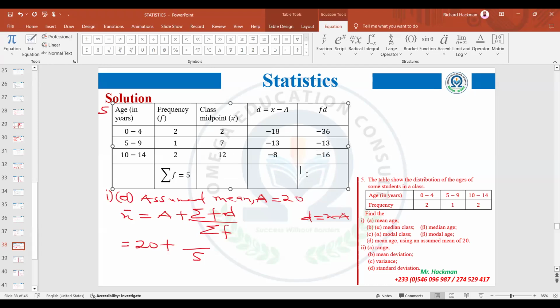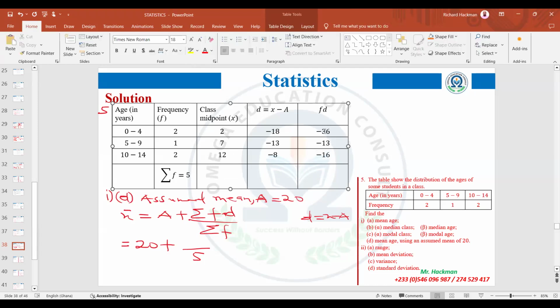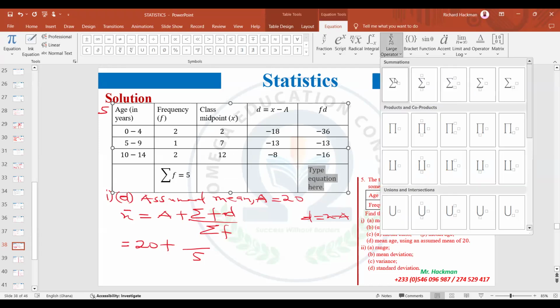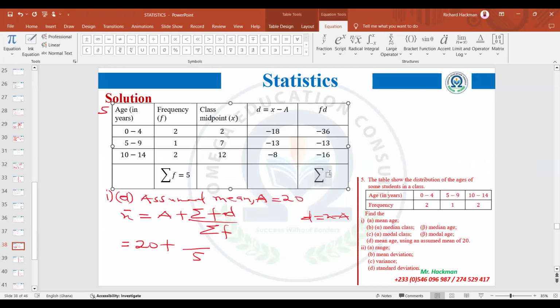Okay, so now we are going to find the sum because in the formula we need the sum. So we are looking at the summation of FD, and that will be equal to, so sum and give me the result. Minus 65. Okay, if she's right, I'm also right.